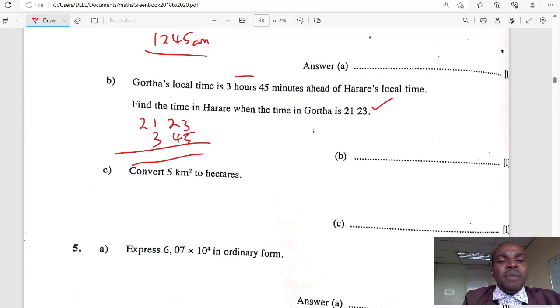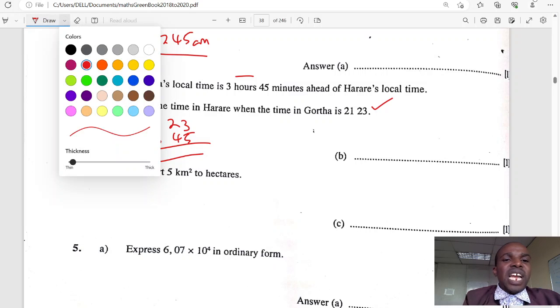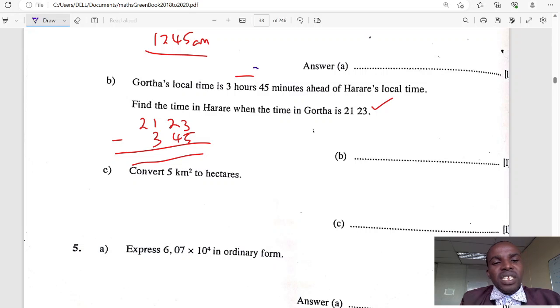When subtracting time, you deal with minutes and hours separately. So you say 23 minutes minus 45. It can't, right? So you borrow 1 hour from this one. It will be 20. Then you borrow 1 hour, you put it here so that it will be 60 here. So you say 60 plus 23, which is 83. Then you say 83 minus 45 now.